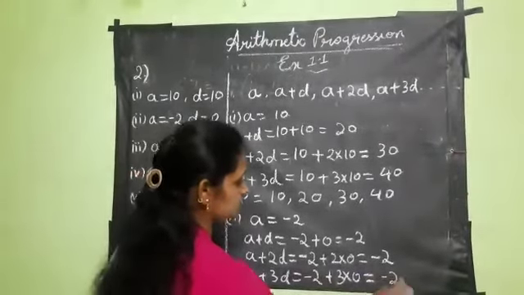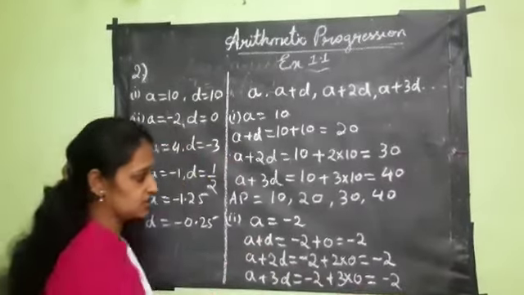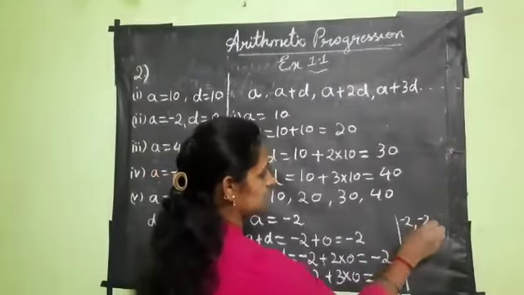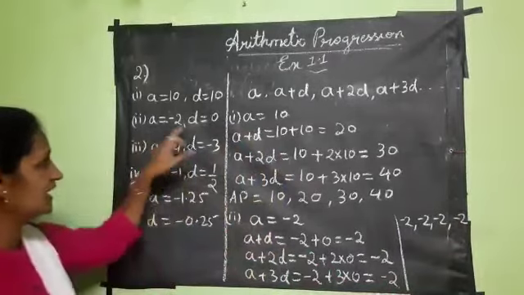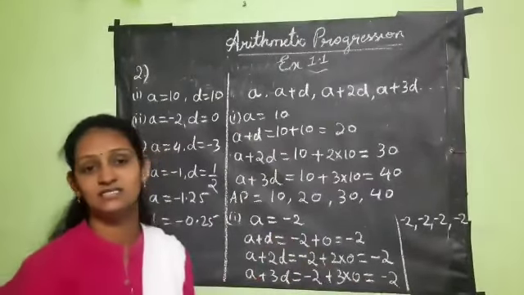Once again minus 2. So what is the sequence of the arithmetic progression here? All the 4 terms are minus 2, minus 2, minus 2 and minus 2. So it means for this given A and D, all the terms in the arithmetic progression will be minus 2 itself.